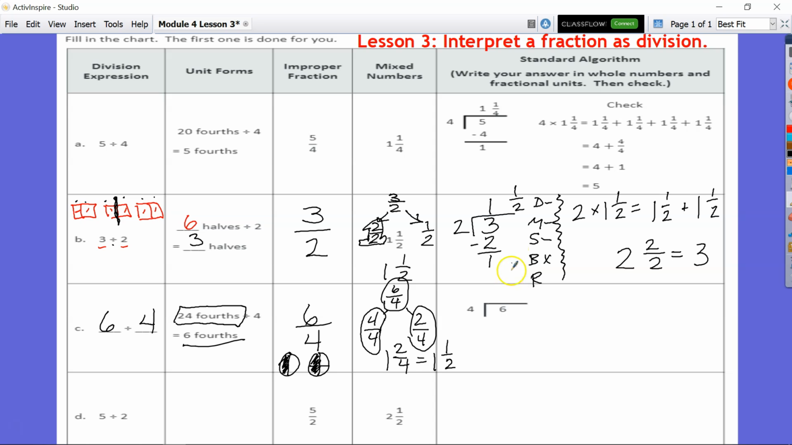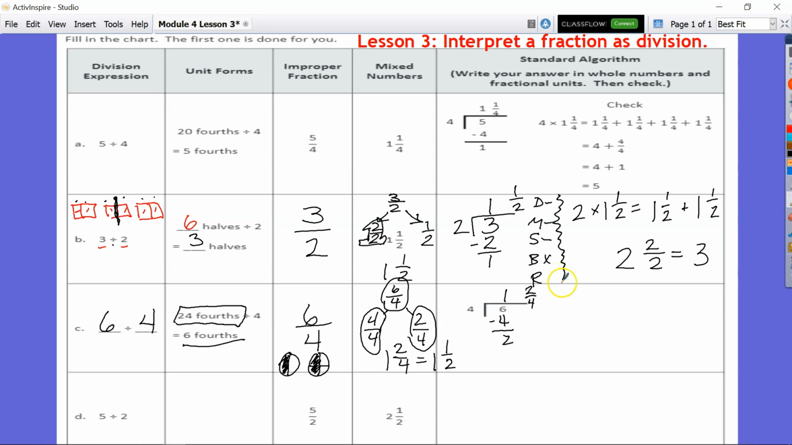All right, now we're going to divide using the same steps we use here. 4 goes into 6. How many times? Well, I can get one group of 4 out of 6, so it's going to be 1. And I say, well, okay, 1 times 4 is 4. 6 minus 4 is 2. So I have 1 whole and 2 remaining. 2 what? It would be 2/4. All right?